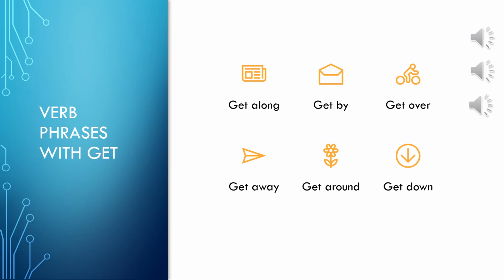Get by is again a phrasal verb, and it means to have just enough of something so that you can do what you have to do. If I would use get by in a sentence, I would say, my dad gets by with just 5 hours of sleep every night. That means that 5 hours of sleep is enough for him, and he knows what he has to do and he can do it. Number three is get over.